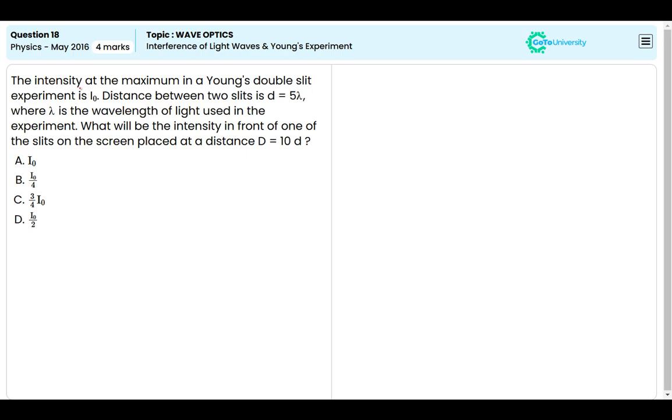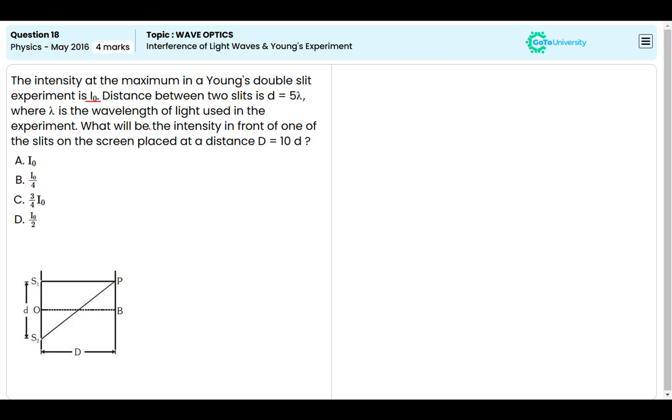The intensity at the maximum in Young's double slit experiment is I naught. The distance between the two slits is d equal to 5 lambda. You see the diagram here. This is the d, the distance between the two slits S1 and S2. And here the maximum intensity in Young's double slit experiment is I naught.